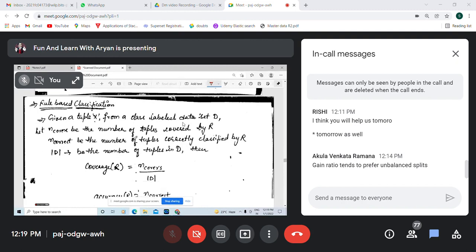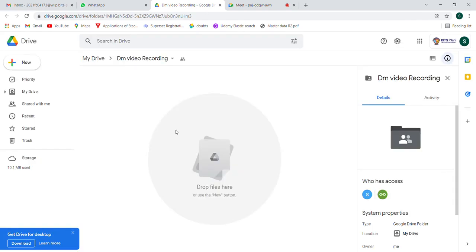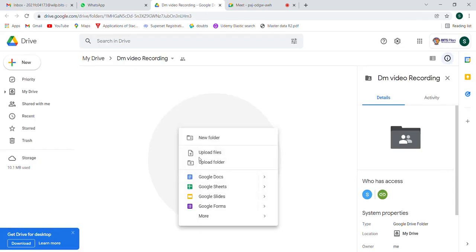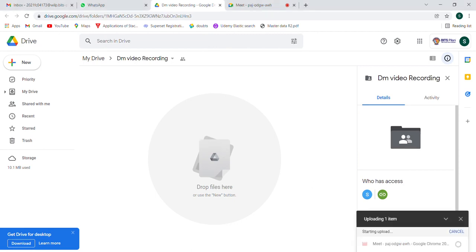Okay. Now coming to rule-based classification. This is the last chapter, and here we use some rules to classify a particular tuple. Given a tuple X from a class-labeled dataset D. If any tuple X is given, let n covers be the number of tuples covered by rule R. I assume that you all know what rules are. We will be writing some rules which will predict our target class.